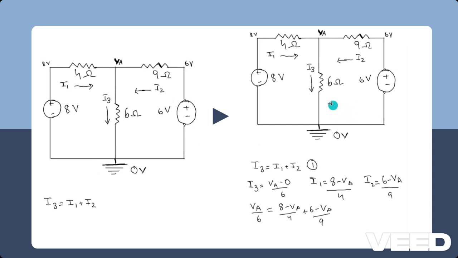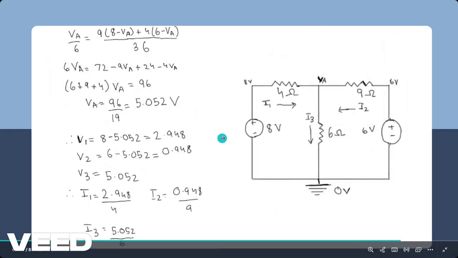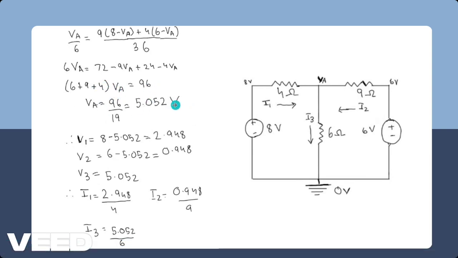Then, using Ohm's law, I equals V by R, we can get I1, I2 and I3. I3 is the voltage drop across this branch, which is VA minus 0, the whole divided by 6. I1 is 8 minus VA, the whole divided by 4. And I2 is 6 minus VA, the whole divided by 9. Then we put these back into the first equation and solve for VA. In the end, we get VA as 5.052 volts.